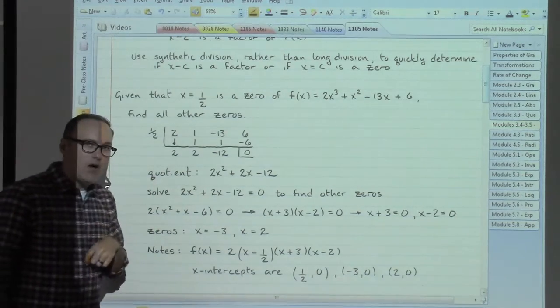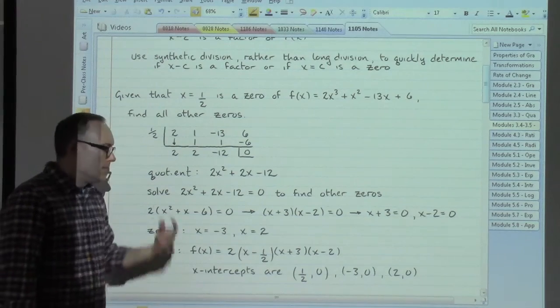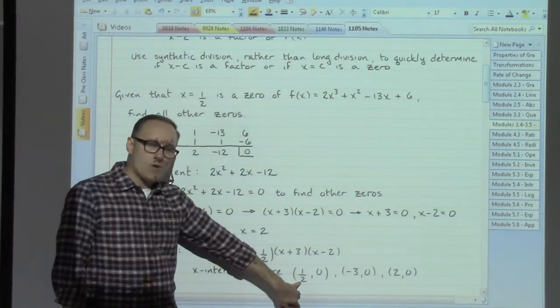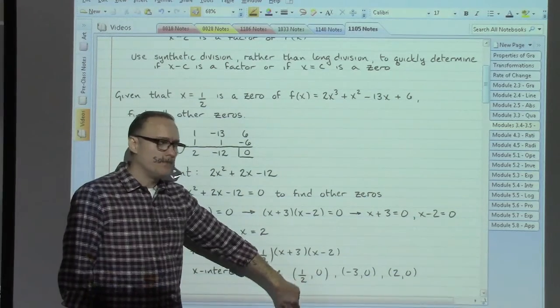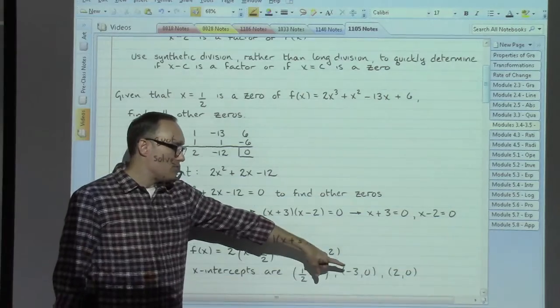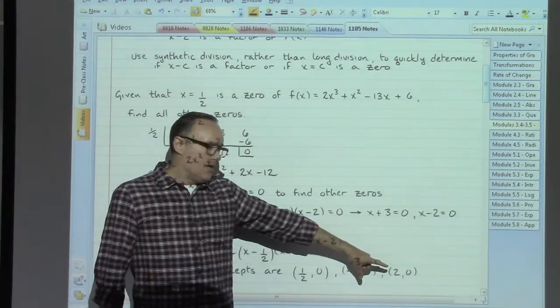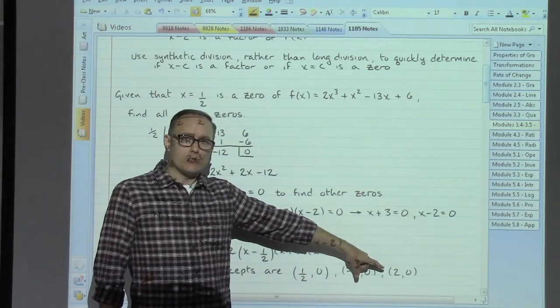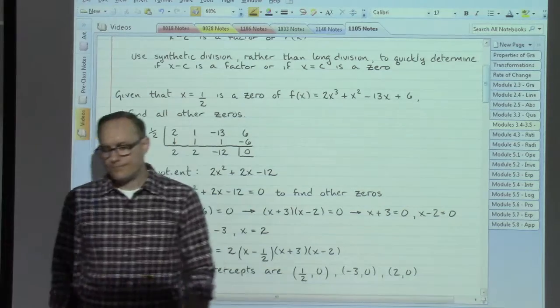Each of our ZEROs is tied to an x-intercept. The one that they gave us, x equals 1/2, means we have an x-intercept, 1/2, 0. The other ones we found, a ZERO, x equals negative 3, means that we have an x-intercept, negative 3, 0, and a ZERO of x equals 2 means that we have an x-intercept of 2, 0.